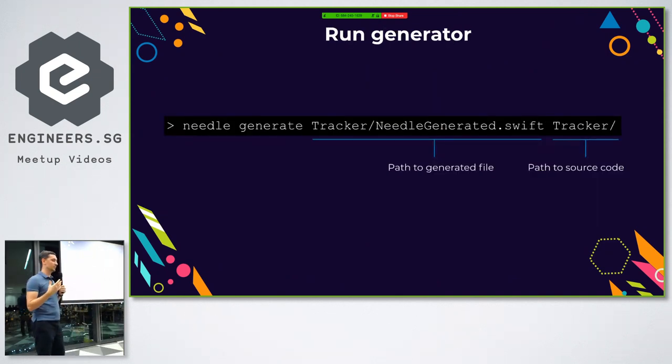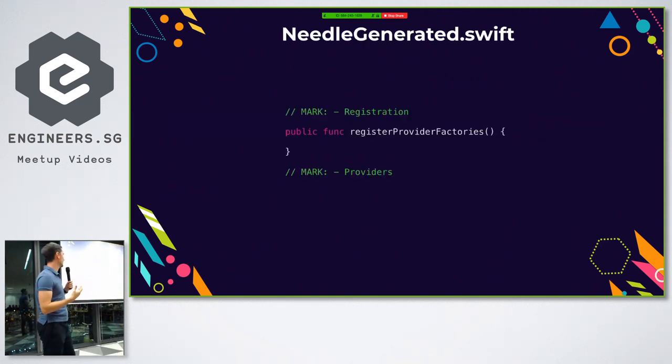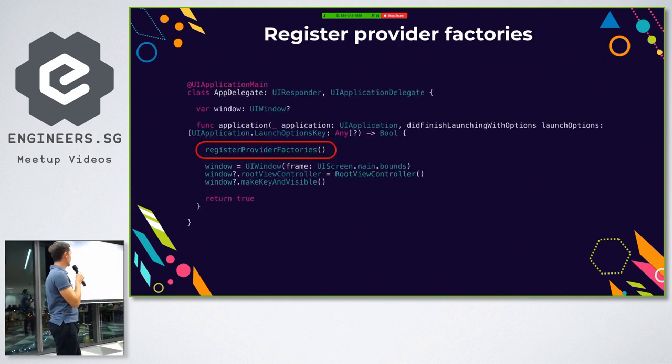When everything is set up, you need to run the generator. Needle has a simple interface. You call needle generate, then you pass the path to the generated file, which will have all generated code in one place. You also need to pass the path to your source code, and Needle will go recursively through all Swift files, look for components, and construct accessors. If you have an empty project, you go ahead and generate the file. It will just have one function that you have to call in your app delegate. Here's where you register your provider factories, which will help you in your dependency management.